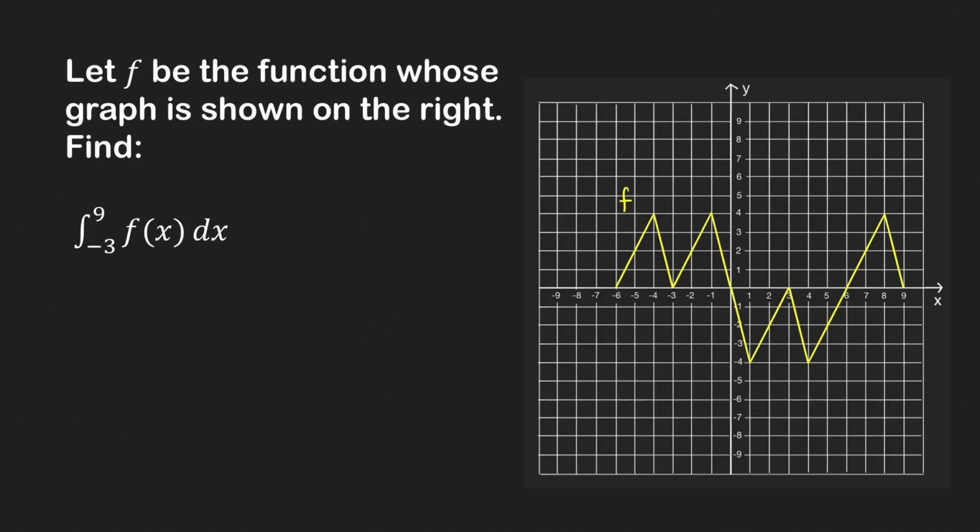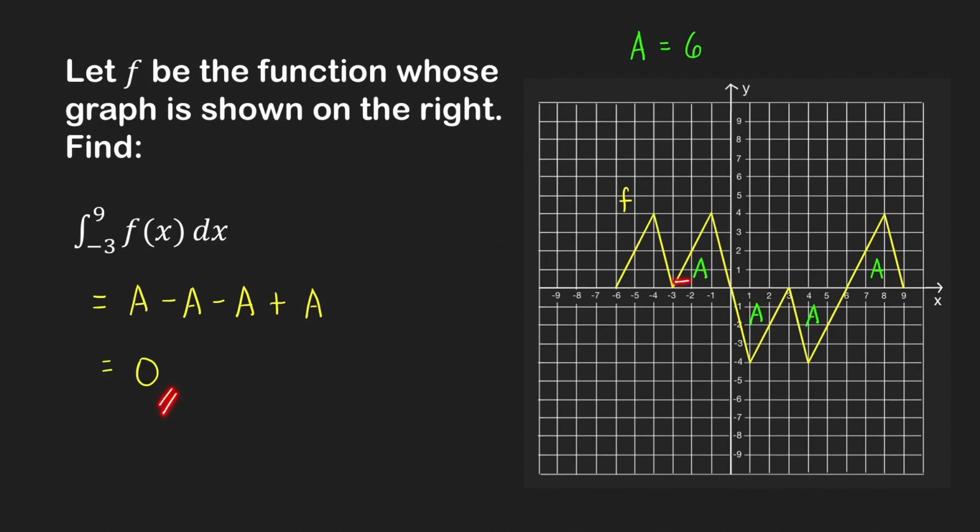Next problem. Let's evaluate the integral of f(x) dx from -3 to 9. So we are considering these x values from -3 to 9. As you can see, we have two regions above the x-axis and also two regions below the x-axis. Based on the graph of f, what can you say about the value of this definite integral? The value is just equal to 0.